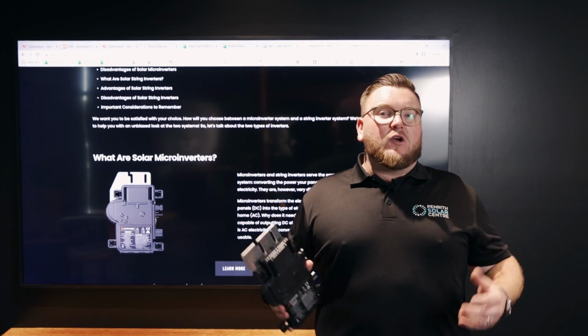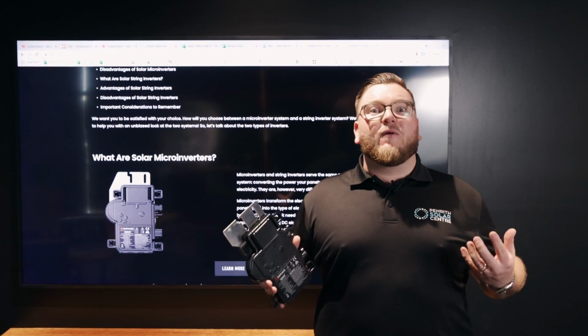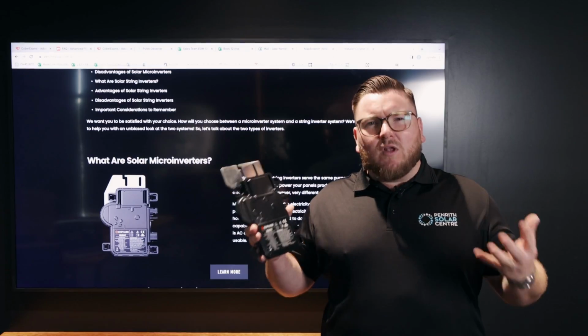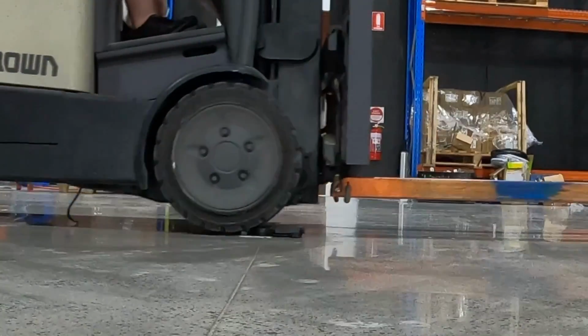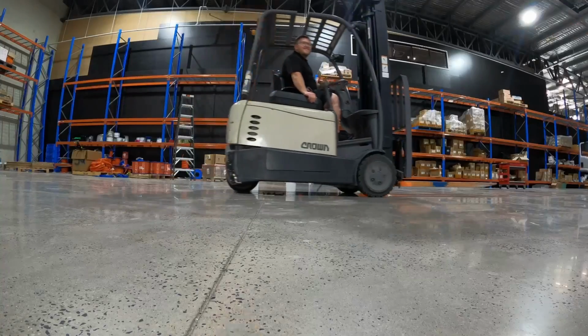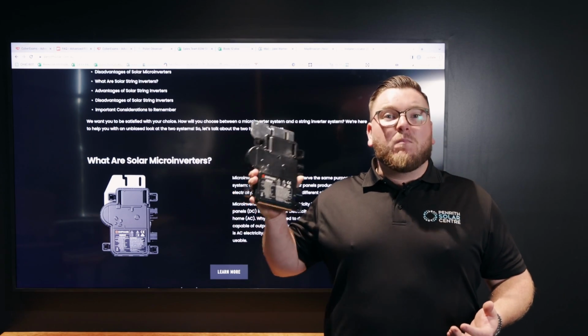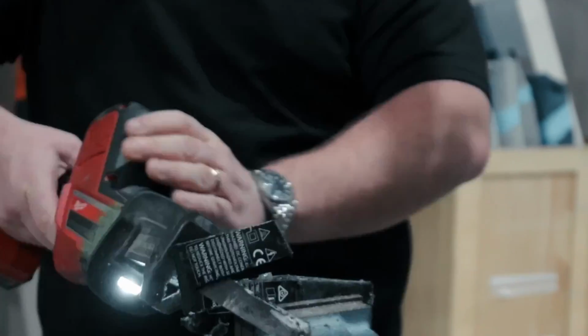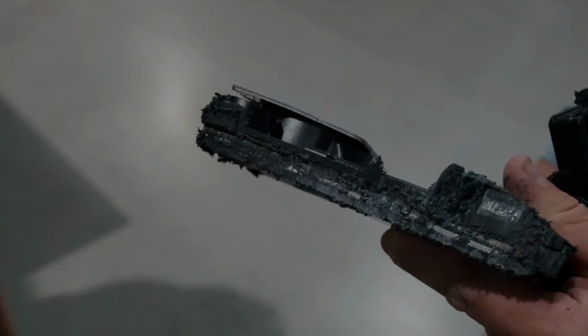So that's a really, really good way to think about the differences between micro and string in the performance aspect. Let's talk reliability. Have you seen the video of me running this bad boy over with a forklift? You probably couldn't do that to any other inverter on the market. Good reason for it, and that's because of Enphase's potting mix, which is their absolute secret weapon inside this inverter, which makes it the most durable inverter in the world.